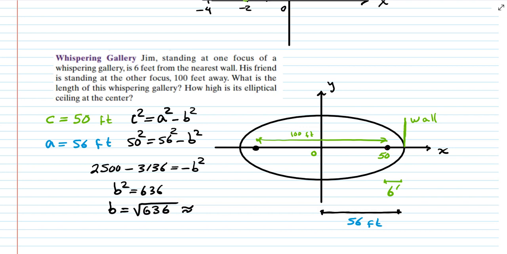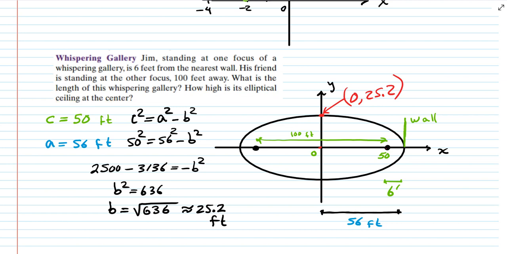Which is going to be approximately 25.2 feet. That's the distance, again, from the center to the end point of the minor axis, which happens to be the height of that elliptical ceiling at the center. Its coordinates are 0 and 25.2. That's what this is. Cool. So we answered actually the last question.